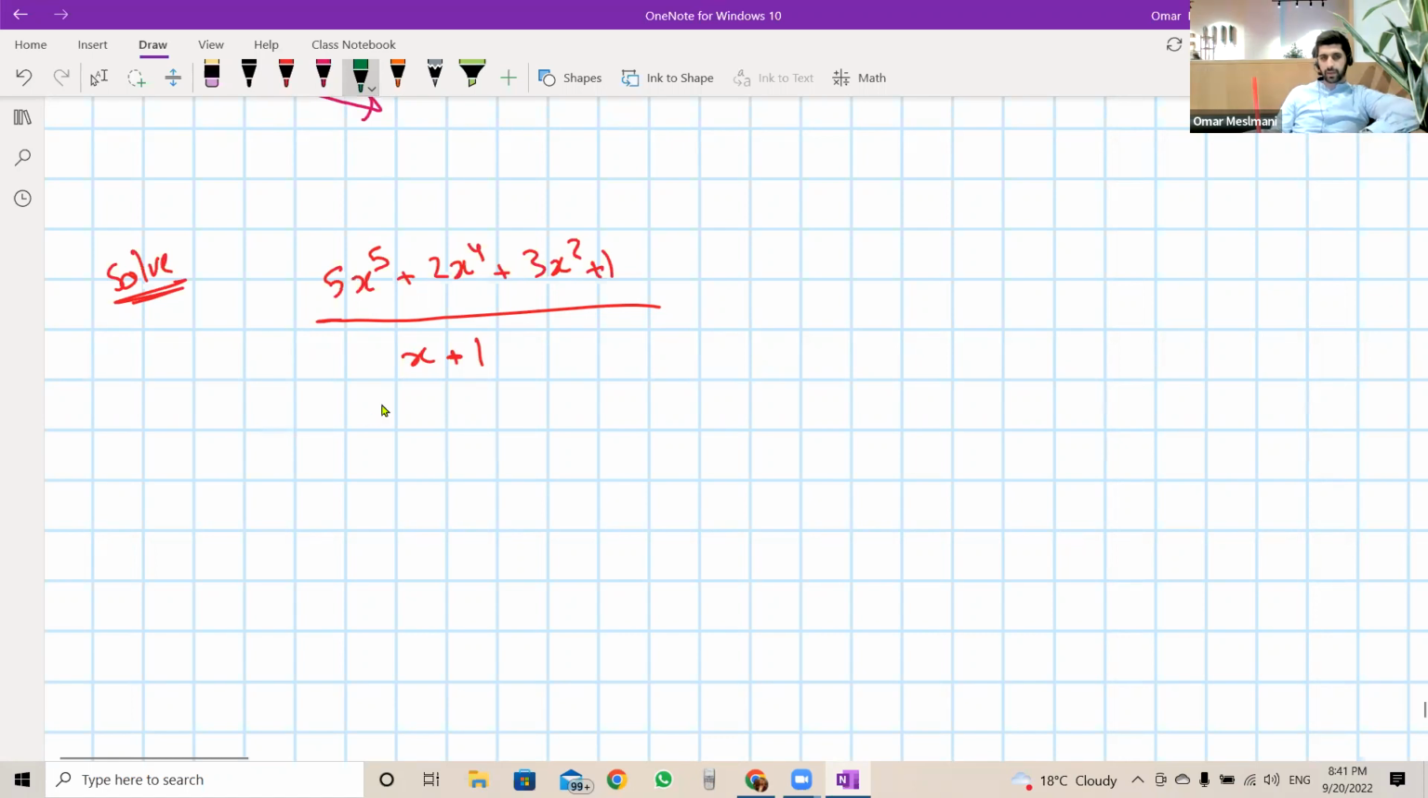Jawad, listen to me. We have 5x squared plus 2x power 4 plus. Here, you see, Burak, we have a power 5, we have a power 4. Where is the power 3? Do we have a power 3? No, so it's 0. I will add a power 3 myself. Why is it 0?